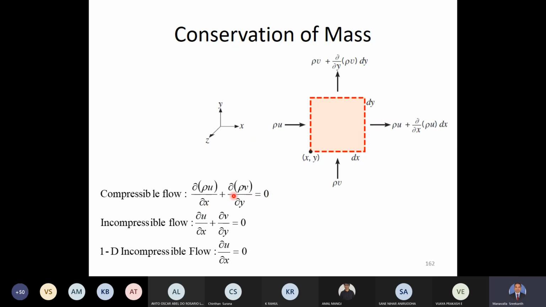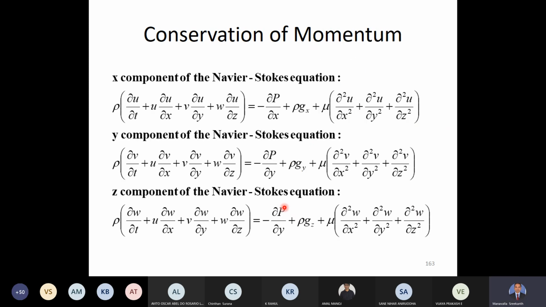For the incompressible flow, density remains constant. Therefore, density here and here will come out of the brackets and go to the right-hand side and vanish. And therefore, the incompressible flow equation will be much simpler. Dou u by dou x plus dou v by dou y is equal to 0. And if it is one dimension only, then this will be du by dx is equal to 0. Instead of dou, we'll write it as d. Okay, that's the continuity equation.